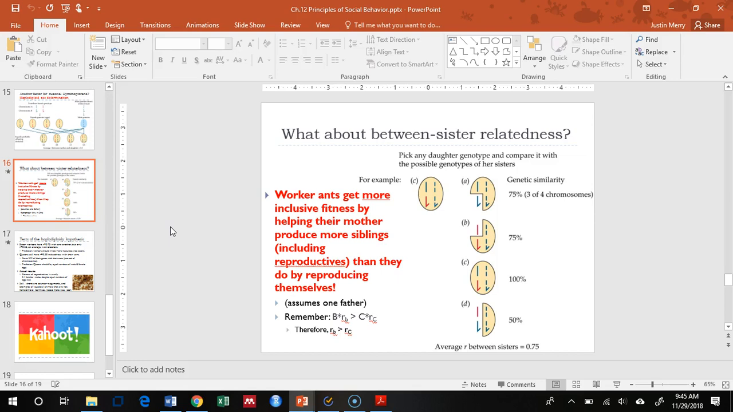This comparison would have 100%. This comparison would have 50%. If you average them all together, it does work out to be 0.75 shared. So a 75% shared relatedness between each of the sisters on average. The reason it's 0.75 instead of 0.5 is that they're all getting exactly the same genetic information from their father. What's different is which chromosomes they happen to get from their mother. They may or may not share the exact same chromosomes from their mother. So it should be 0.75 there.